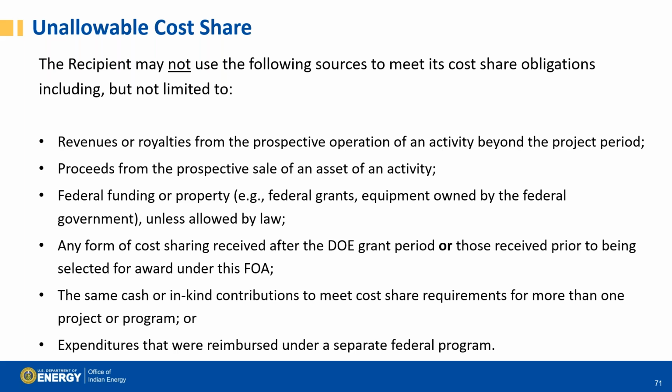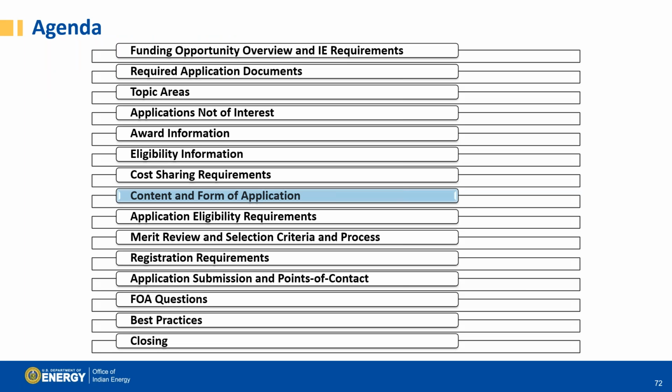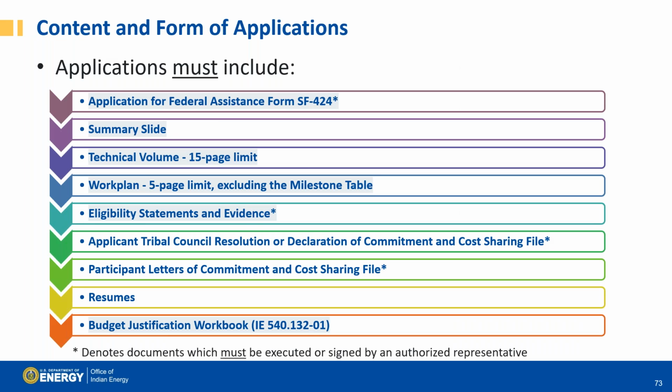We're on slide 72, where we're going to move on to a new topic. We're going to move on to the content and form of the application next. Next slide, please. Slide 73, we're on. We'll go over each of the files as shown on this slide here. Remember, each of the files shown on this slide and the next are required for a complete application. You can find a similar table on pages 42, 43, and 44 of the FOA document.